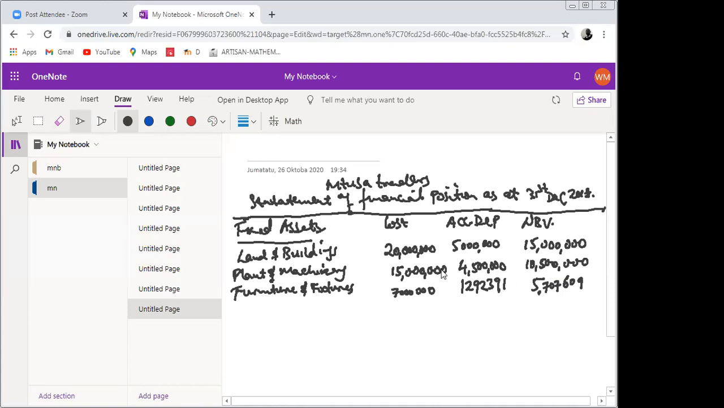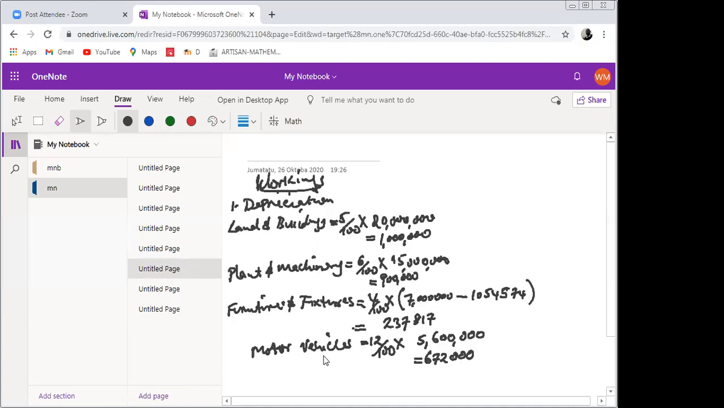Okay, then we go to the last asset, the last fixed asset, sorry, which is motor vehicle. It was depreciating on cost. So you multiply this 672,000 times 5, because the depreciation was constant for those 5 years.